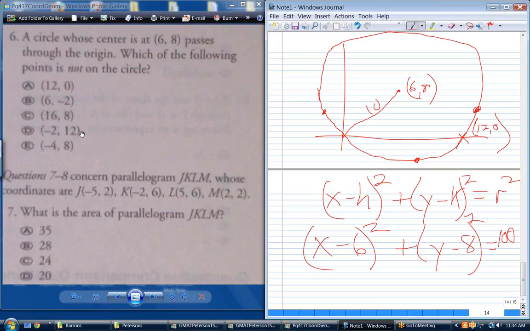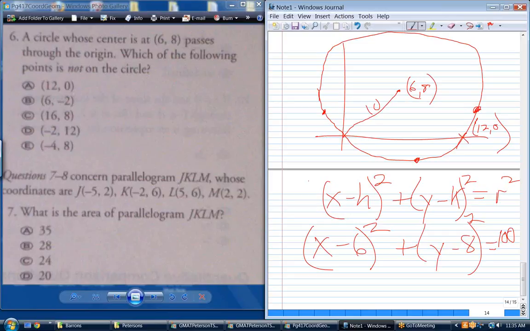Okay. Minus 2 minus 6 is minus 8, so that's 64, plus 12 minus 8 is 4, squared is 16, so that doesn't work. It doesn't. Okay, good. I had already looked at this one, and this one looks like it works also. So D is the only one.